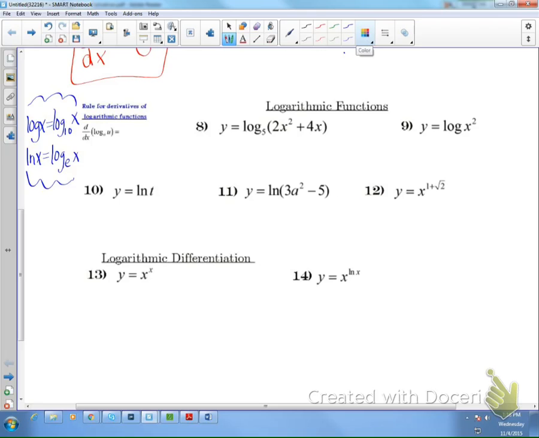Okay, so this is too small, so I'm going to rewrite it. If we're taking the derivative of a log base a of u, here's the derivative rule. It's 1 divided by the part, u is the part, times 1 over natural log of the base, times u prime. That's our rule. So log base a of u equals 1 divided by the part times 1 over natural log of the base times the derivative of the part.